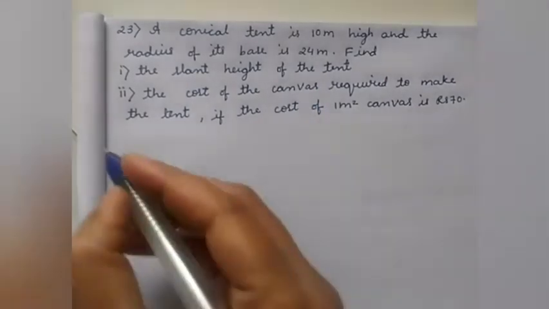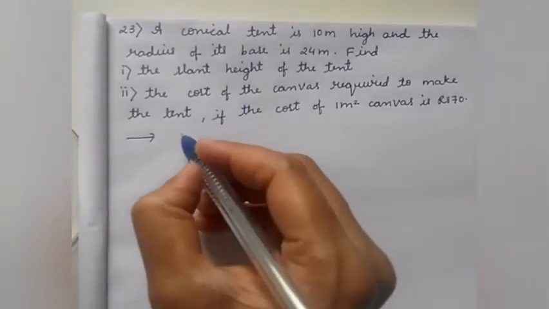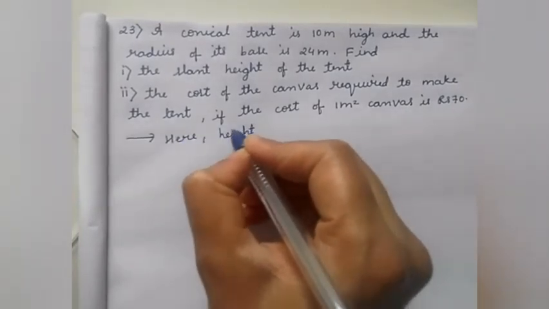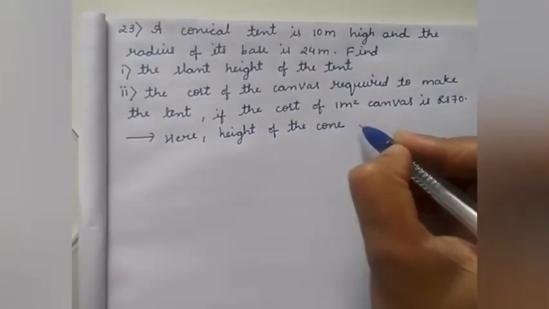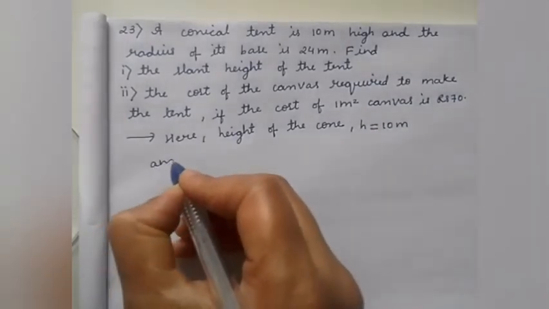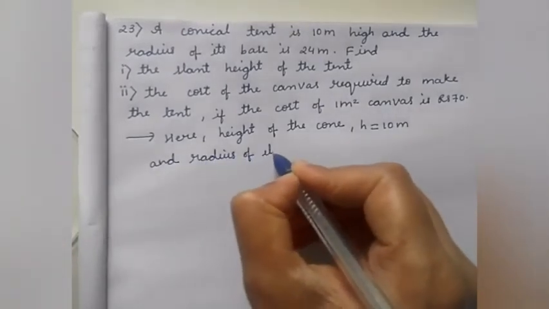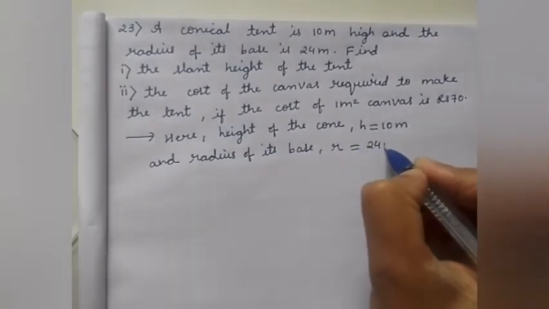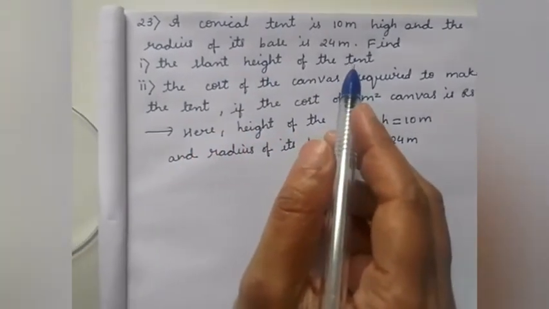So the first thing is we have to find the slant height of the tent. First we write down the given things. Here the height of the conical tent h is equal to 10 meter and the radius of its base, that is r, is equal to 24 meter. So height and radius are given. We are asked to find the slant height of the tent.